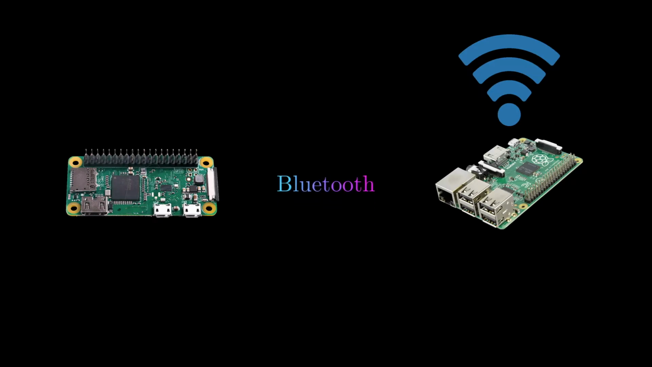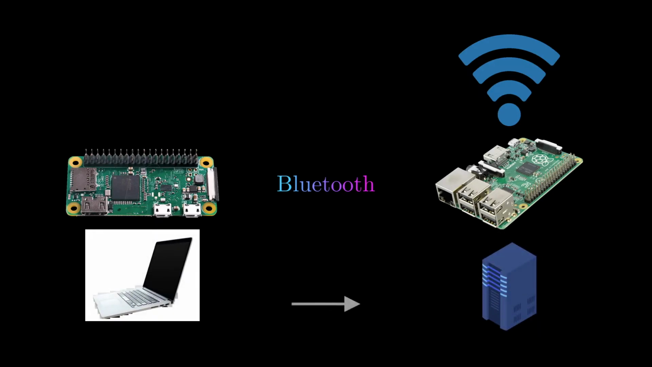Then if the password is right, we can use a Bluetooth server client system to send our SSID and password to the other Raspberry Pi. Now both Raspberry Pis can have internet access.